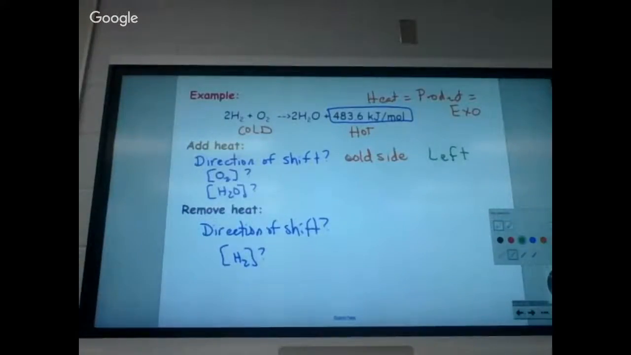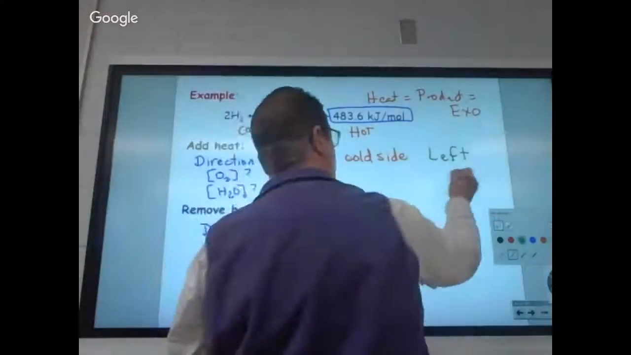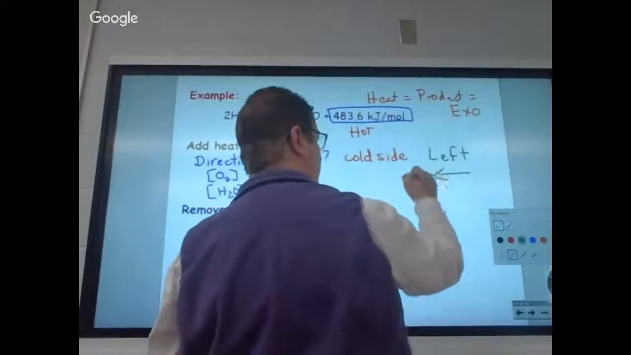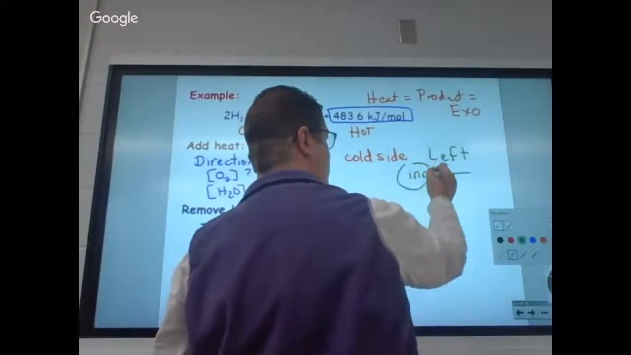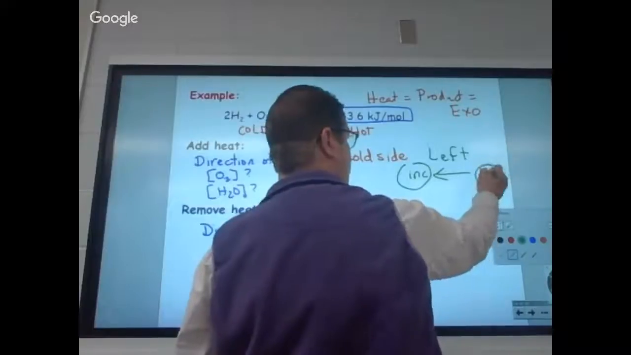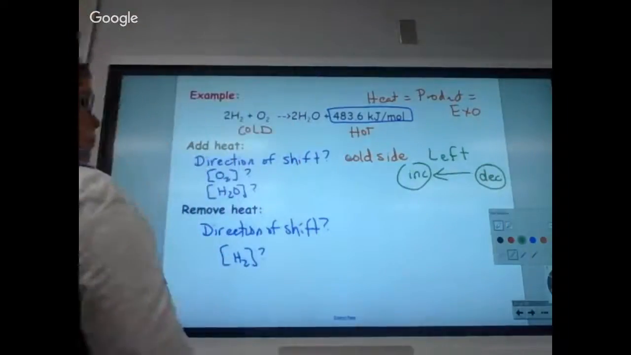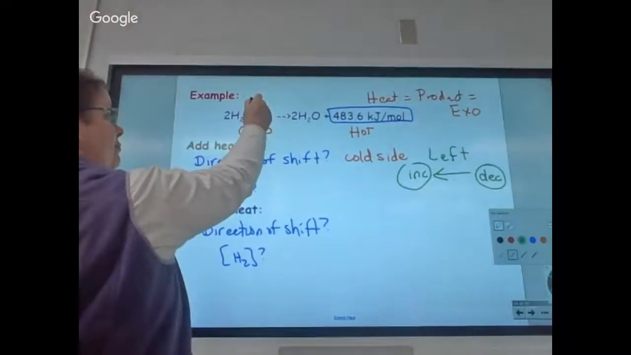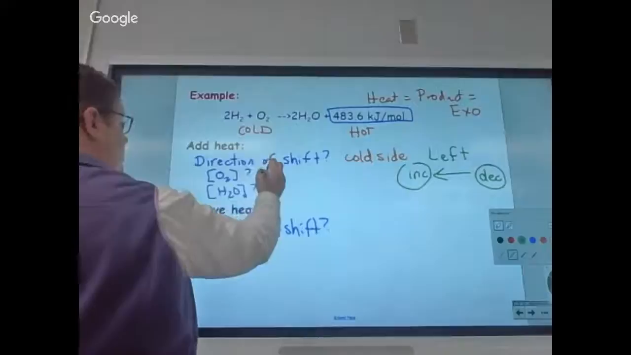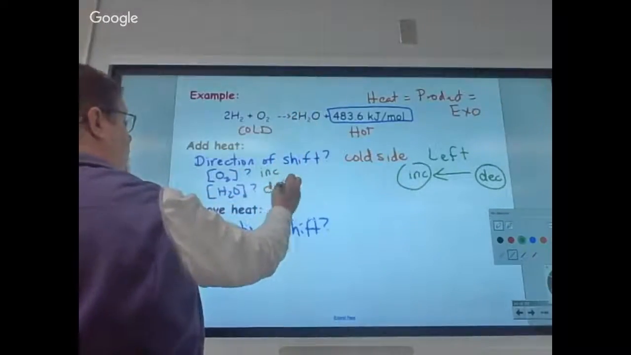Now, what's going to happen to the concentration of O2? Remember what we talked about. When we shift left, what happens on this side? It increases. What happens on this side? It decreases. So, what's going to happen to oxygen? It's going to increase. What's going to happen to water? It's going to decrease.